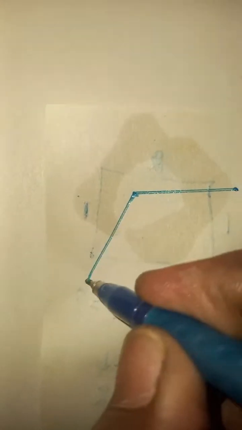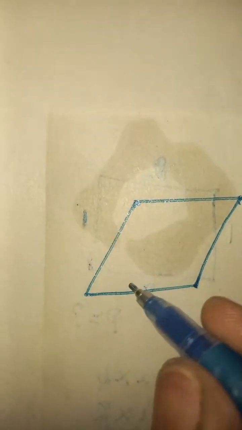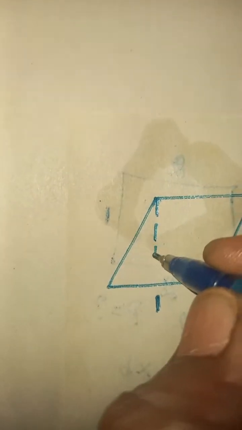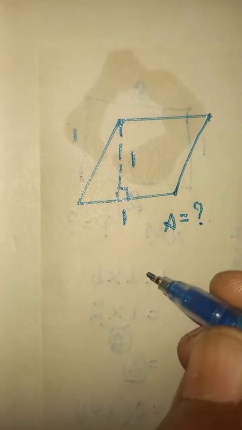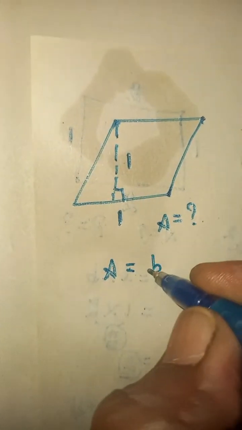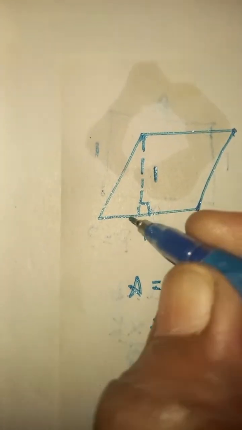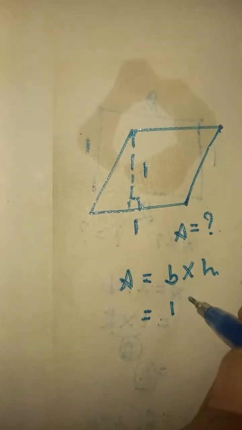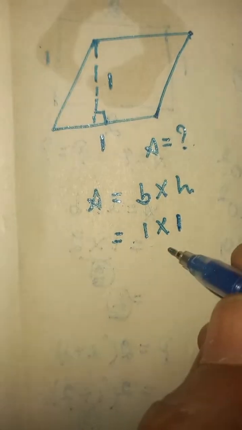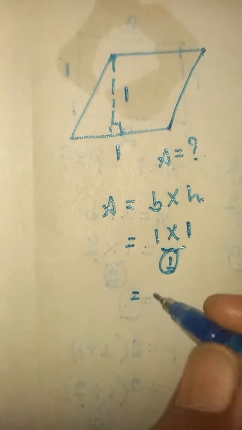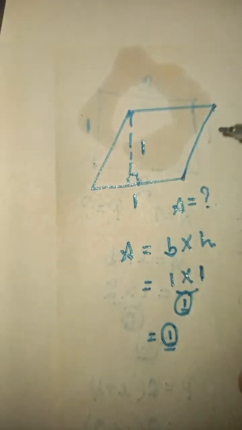Now let's take parallelograms. If you take parallelograms, you get a different way. They ask what's the area of the parallelogram. Here the base length is 1 unit and the perpendicular height is also 1 unit. You need to find out the area of the parallelogram. Area of a parallelogram can be written as base times perpendicular height. Here the base is 1 unit times the perpendicular height, which is 1 unit. 1 times 1 is 1. 1 square unit is the area of this parallelogram.